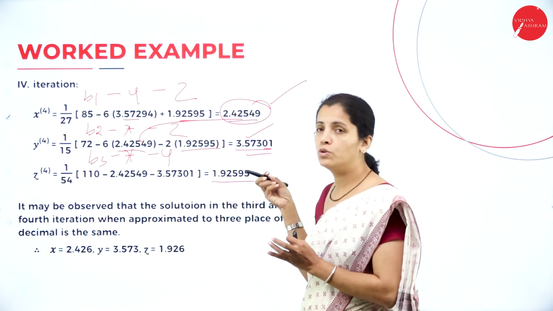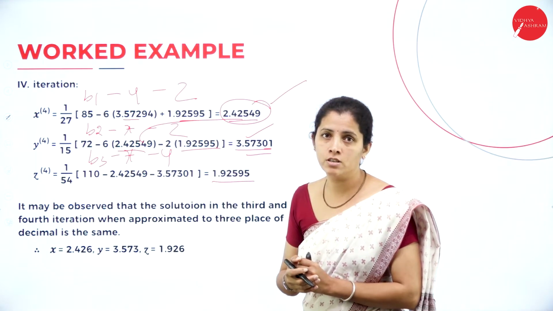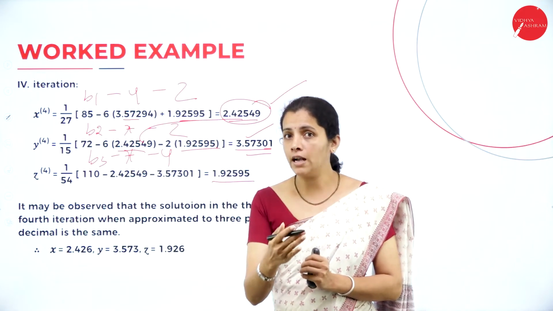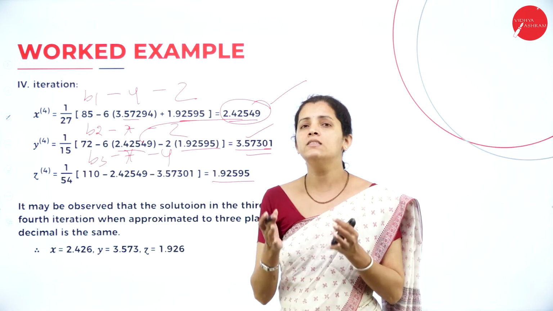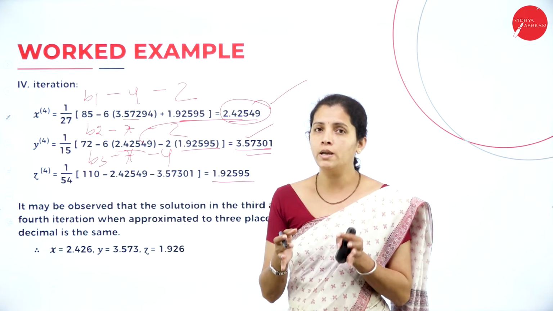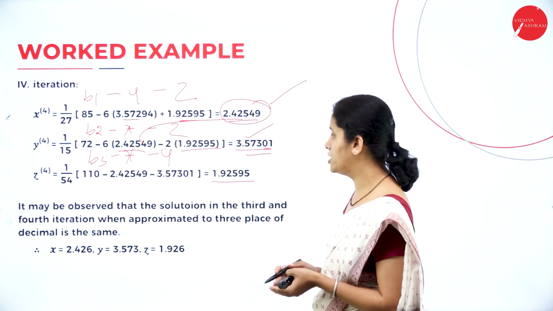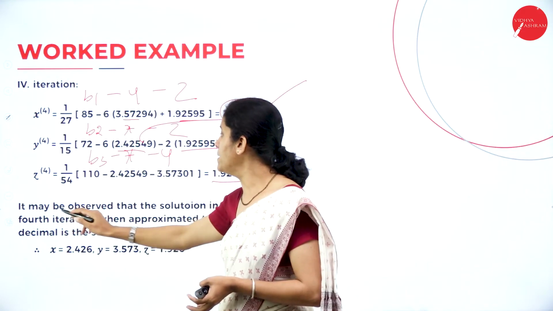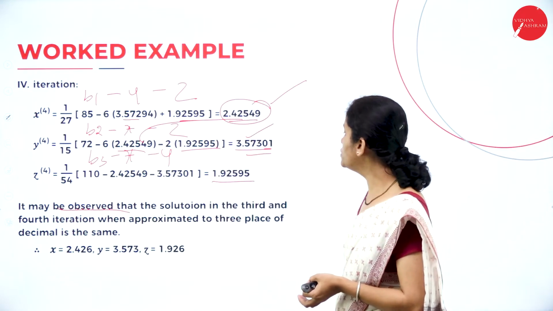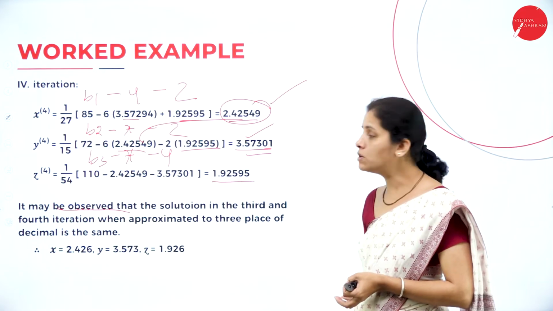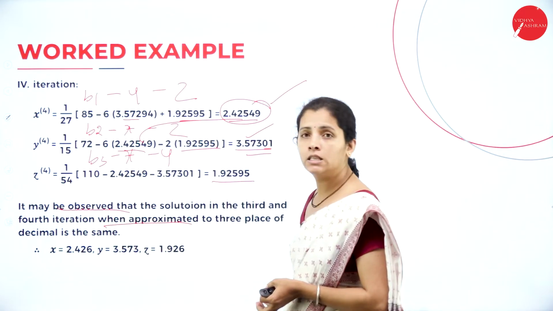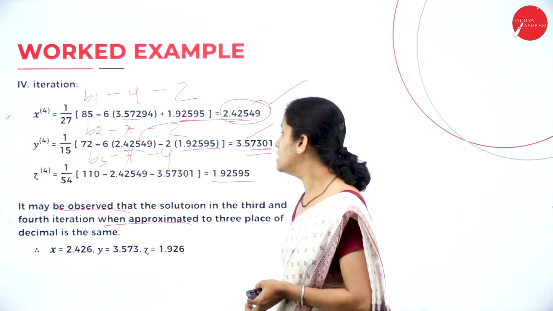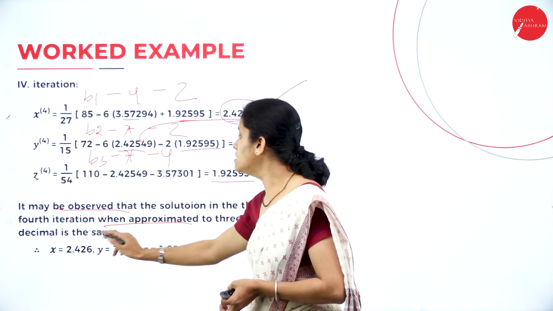So what I'm going to do, I'm going to stop the iteration, because if I continue the iteration further, what's going to happen? I'm going to get the same answer. So I'm going to stop the iteration. So it may be observed that the solution in the third and fourth iterations, when approximated to 3 decimal places, is the same.